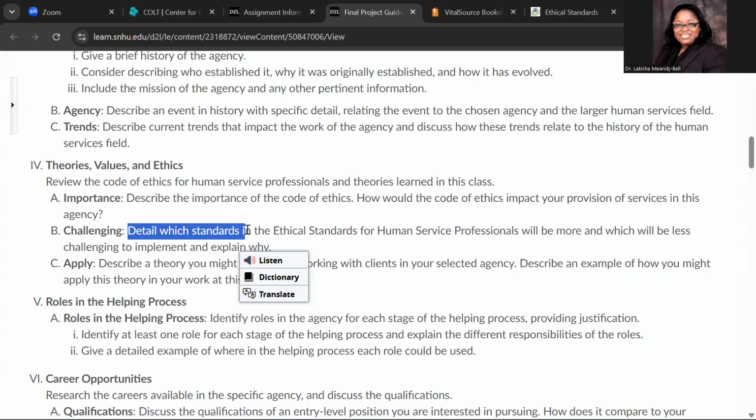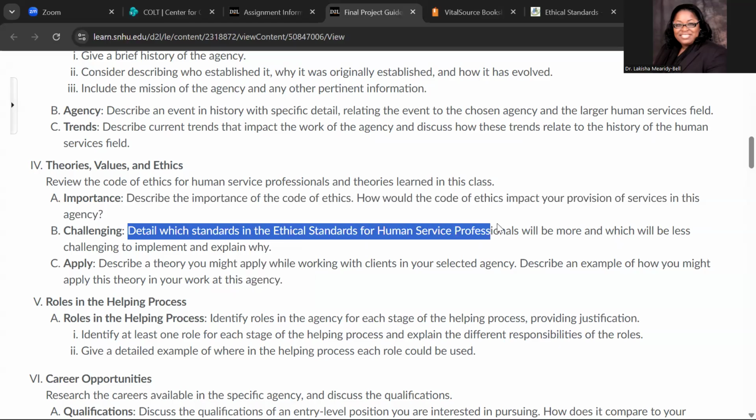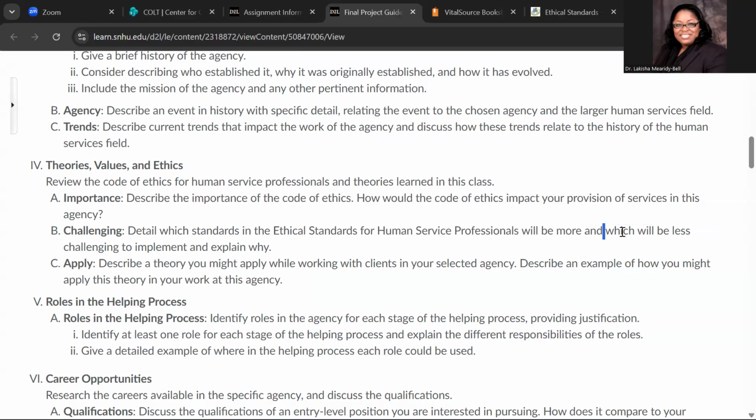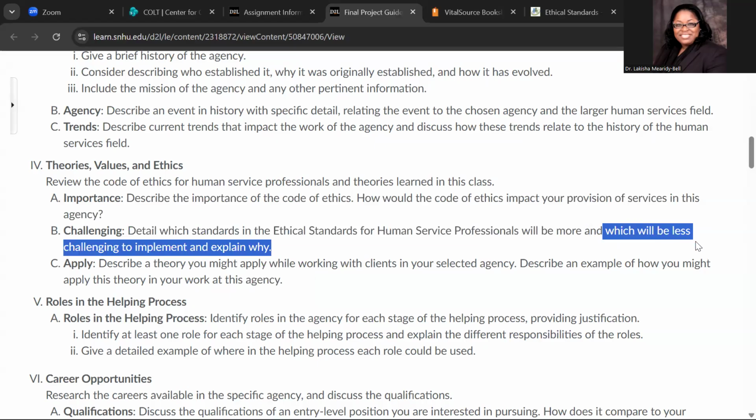Detail which standard in the ethical standards for human service professionals would be more, and then detail which standard would be less challenging to implement and why. So go back to your assignment and look at where you address that and my feedback to assist in ensuring that you're answering it correctly.